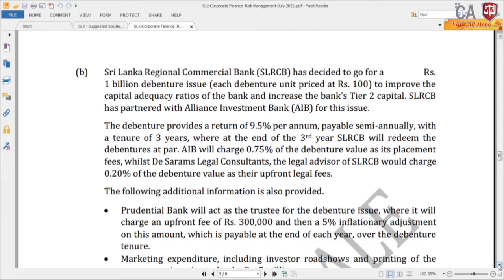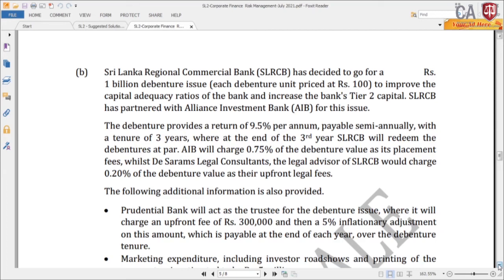So you need to understand that there is a trustee fee, 300,000 at the beginning, and every year you have to pay 5% more. Marketing expenditure, road shows, printing, all that on the prospectus, 5 million you have to incur, that is anyway you have to incur now. Regulatory fees charged by the authority, 75,000 upfront and 100,000 per annum, which is payable at the end of each year until the tenure of the debenture. So the rating agency, for their fees 3 million given.